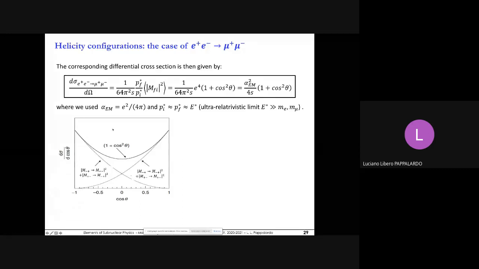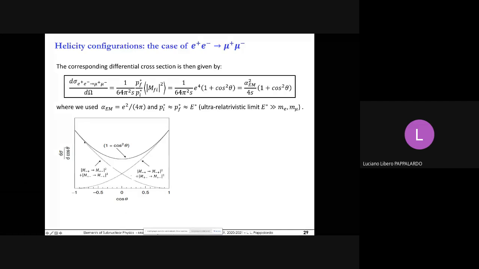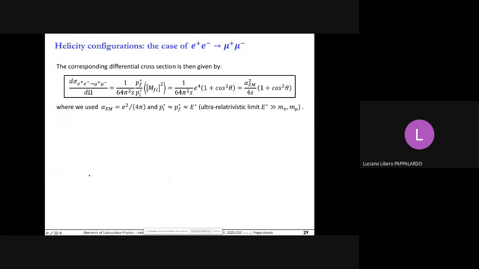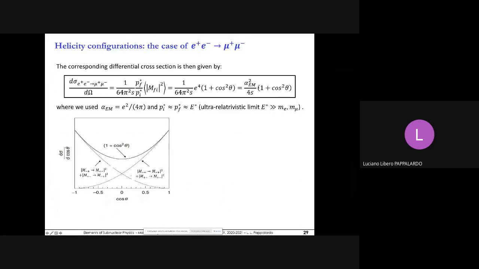Let's now plot this as a function of cos theta. It is a 1 plus cos squared theta, so it is a parabola in this diagram. So you have here the differential cross-section as a function of cos theta. And you can say that this parabola is actually the combination of the two contributions that I showed before: essentially, twice this one plus twice this one. So these are the two contributions separated, and then the sum, which is our total differential cross-section.